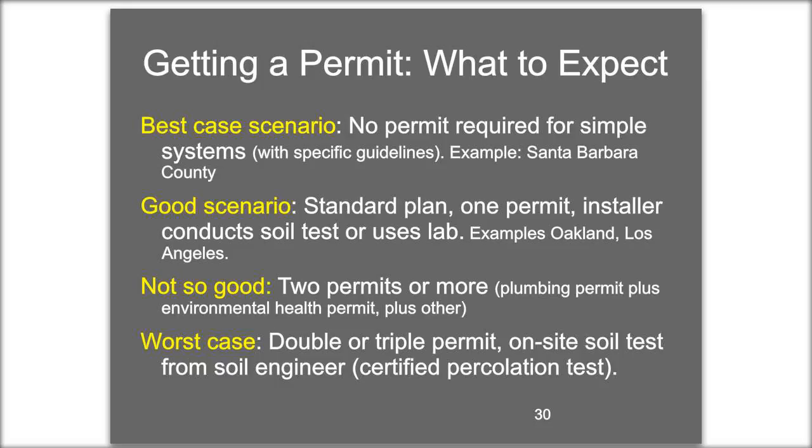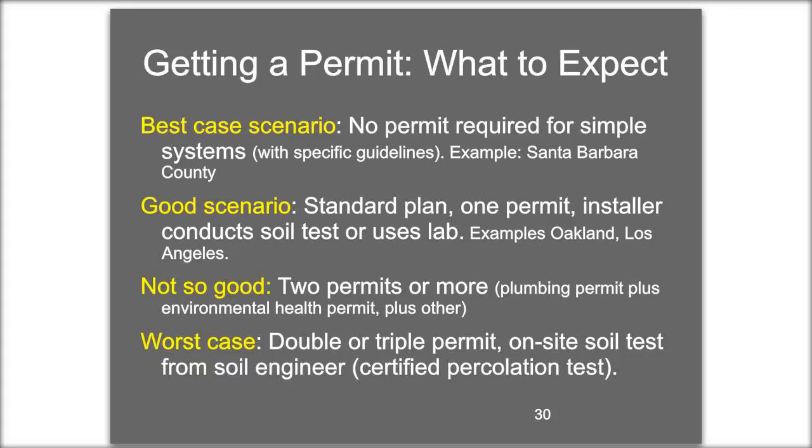A good scenario is your community has what's called a standard plan. So it's the building department and whoever is the enforcing agency has sat down and agreed on what is going to be required and actually written it up and drawn it up to give to people wanting to get permits so they can see exactly what they have to do. So there's standard plans for you to look at. You only have to get one permit, and the installer can conduct the soil tests on site, or you can use a lab. Examples of this happening is Oakland and Los Angeles, and there are more places too.